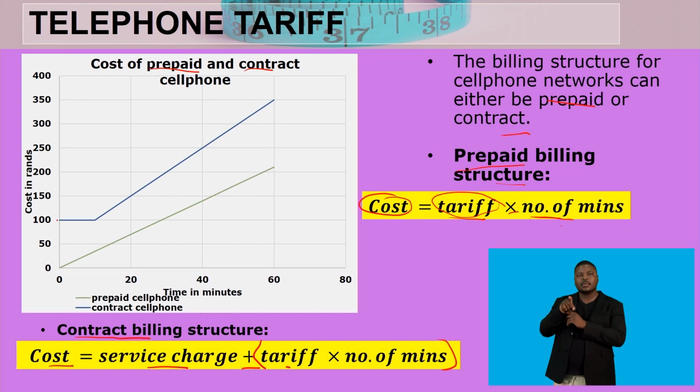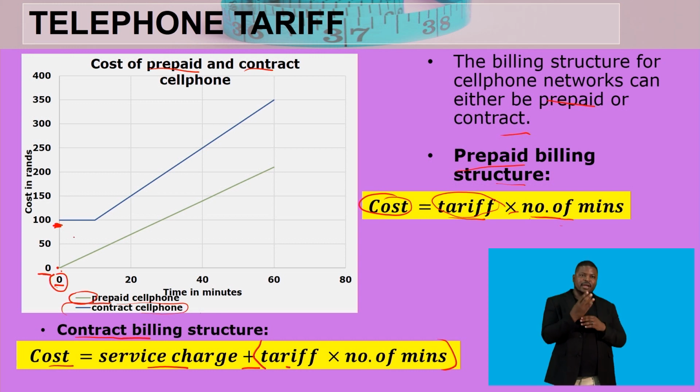The graph in blue is a contract cell phone, and how do we identify that it's a contract cell phone without being told? You have to see it by having a service charge, whereby the graph does not start from the origin, meaning that for 0 units used, you will still have some amount of money to pay. The prepaid graph is indicated with a green line. How would you identify that if you're not told? You will definitely see it by it starting from the origin, meaning for 0 units used, 0 money is going to be paid.